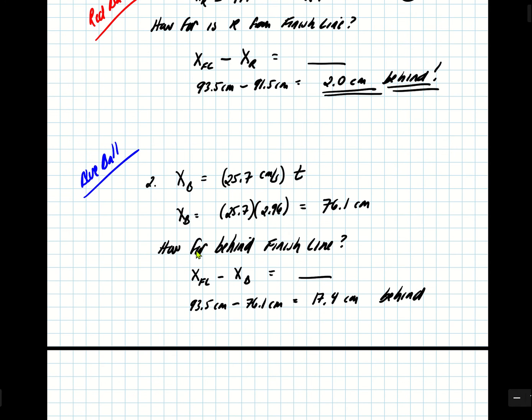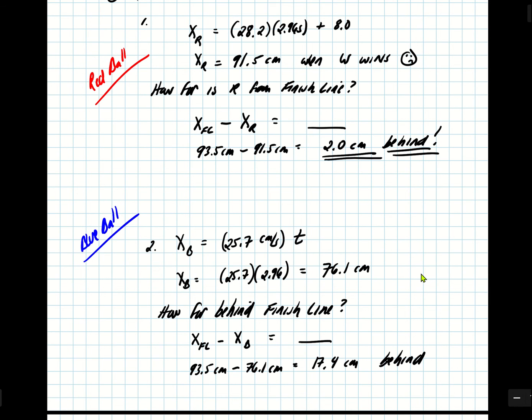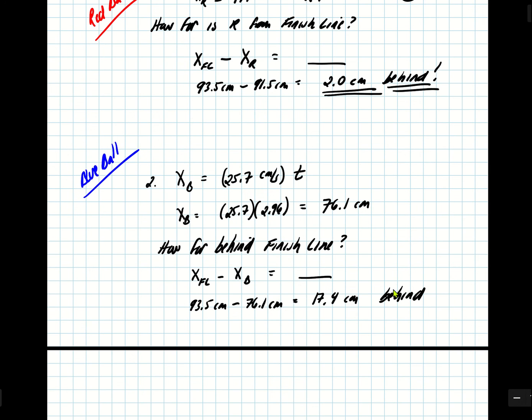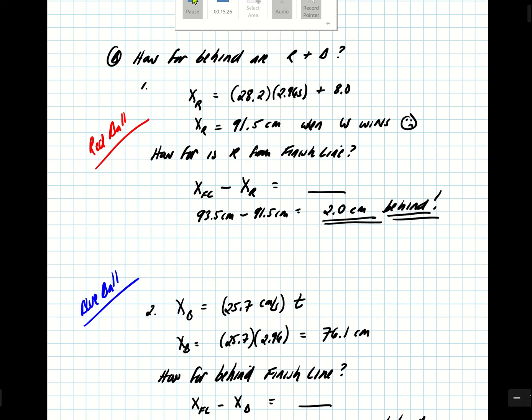So in a mathy sense, we're going to take the position of the finish line minus the position of the blue ball when white crosses, and that's the difference between them. So the finish line is 93.5 centimeters. The blue ball is at 76.1 centimeters. And the difference between those is 17.4 centimeters. So the blue ball definitely comes in third place in my race. And so it's a very, very close finish between white and red. And blue ball, sorry, blue ball, but you're definitely in third place. All right, I'm going to pause the video and then we're going to watch it together. And hopefully it'll show up on this screencast.